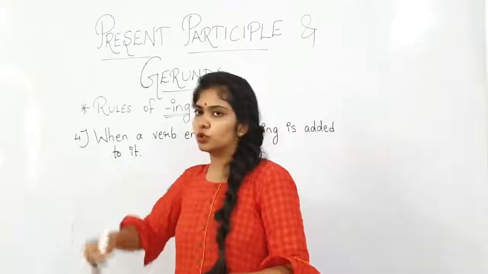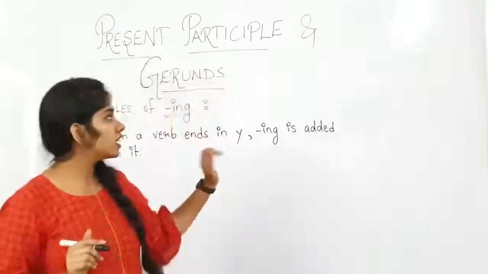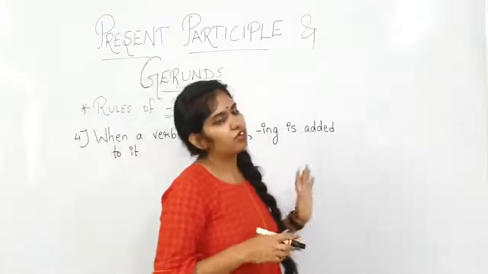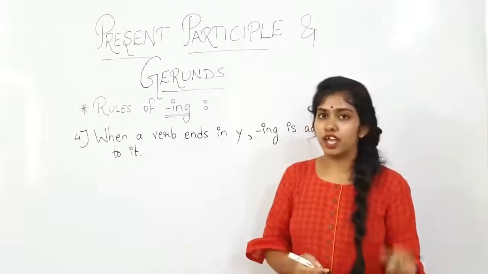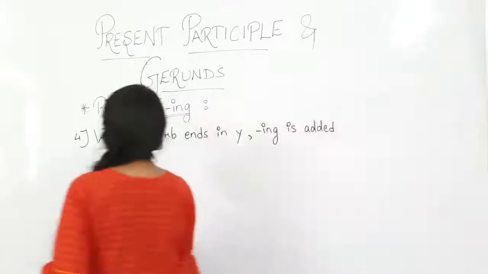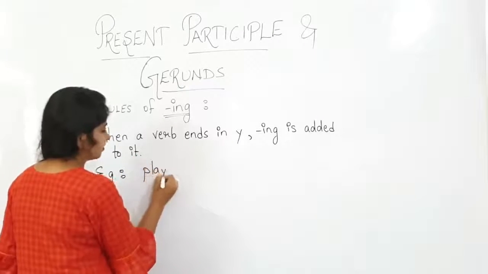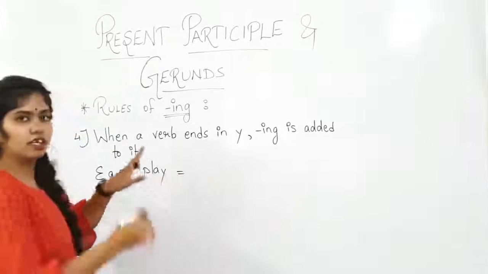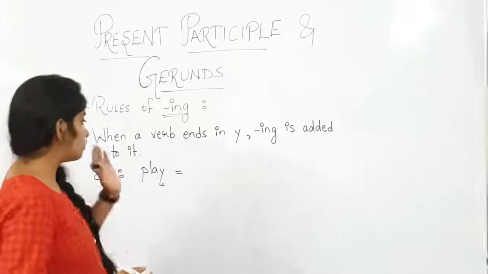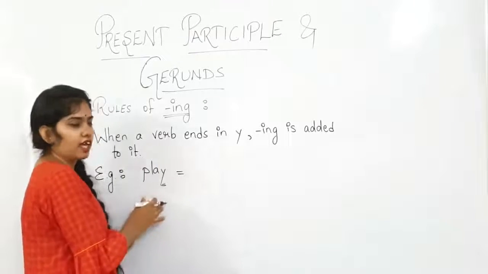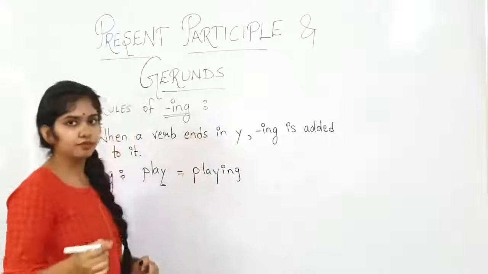Now our fourth rule is when a verb ends in y, means the action word which is ending with y, then we will not cut anything and we will directly add ing to that word. For example, if the word is play, right? Over here the action word is ending with y. So as I say, we will not cut anything and we will directly add ing to this word: playing.